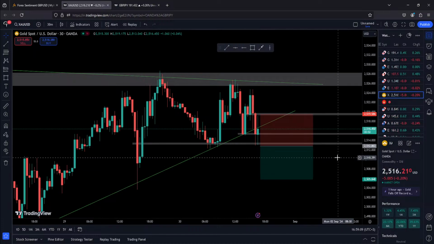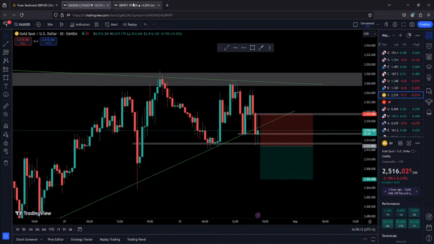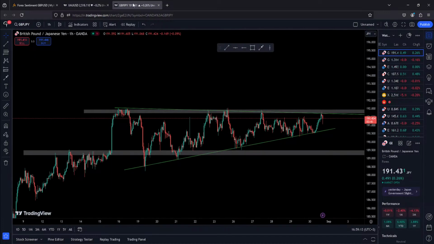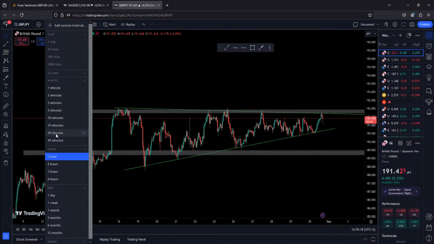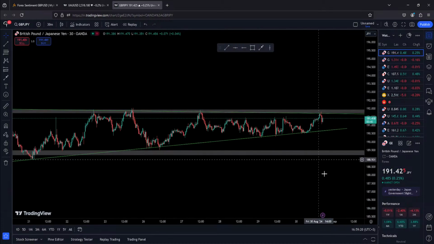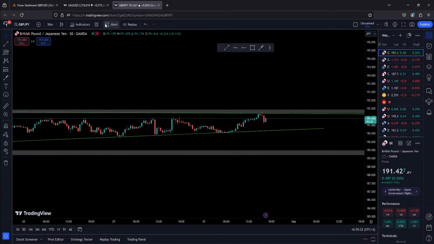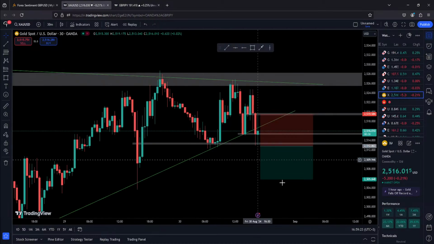So just need to wait for 50 more seconds. Let's have a look at GBP JPY. GBP JPY is actually stuck at some point. Nothing is really happening. No, nothing is there in GBP JPY for today.